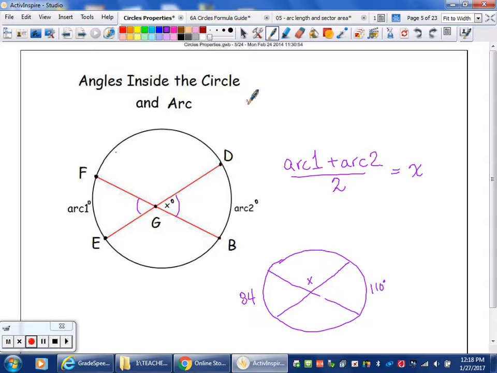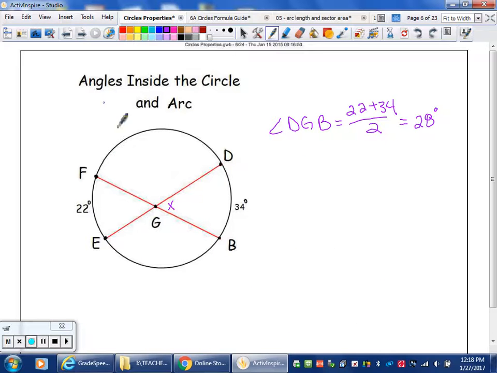Now, you've also got angles that aren't at the center or on the circle. You've got some angles that are inside the circle. When you have that, to find that angle measure, you take the two arcs that angle creates, add them together, and divide by 2. For instance, if they gave me that the two arcs were 22 and 34, to find the angle, I just add 22 and 34 and divide by 2 and come up with 28 degrees for the angle.